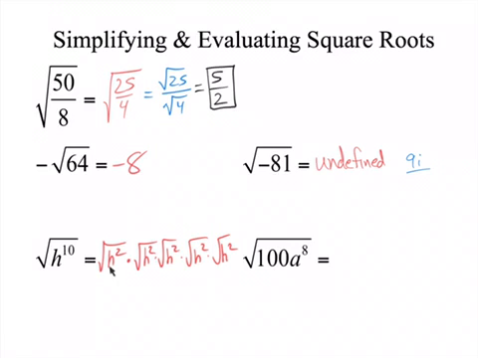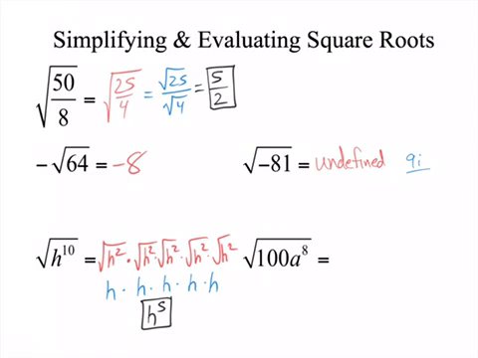Now, what do each of these individually equal? Well, hopefully you can understand they all equal h. So, what is my answer? My answer is h to the 5th. So if I have the square root of h to the 10th, it's really h to the 5th.